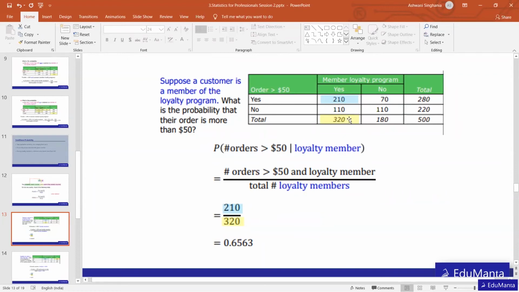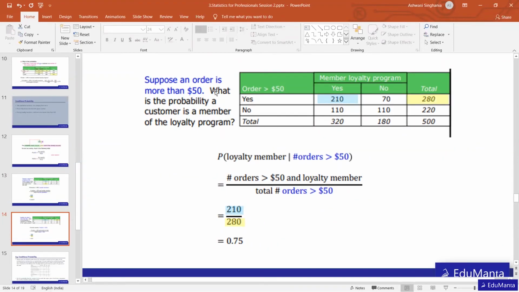There are a total of 320 people who are already members of the loyalty program, out of which 210 people are actually ordering more than $50. So this will become the numerator, and 210 by 320 gives a probability of 0.65. Is it clear to everyone? You can see this also and understand it. This example is similar, just a little bit of difference.